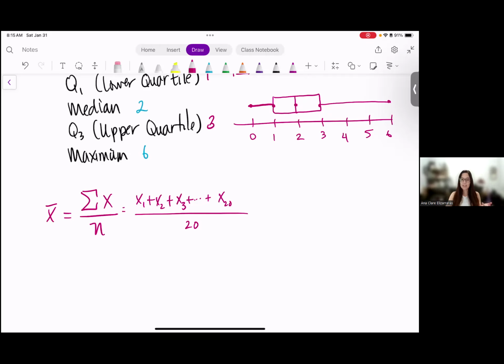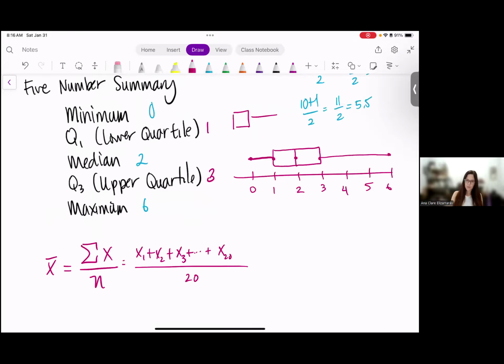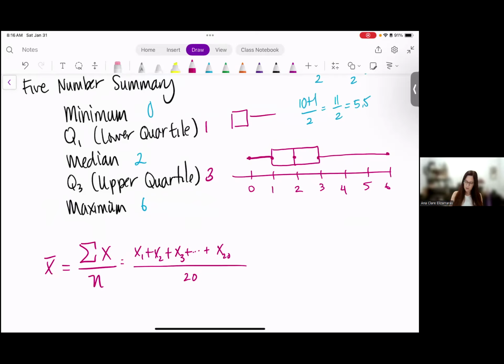So I'm going to take a second to add these numbers up and give you a sum, and then we're going to divide it by 20. Okay, so when I added all of the values together, I got 43, and then I'm going to divide that by 20. So 43 divided by 20 gives me 2.15. That means that the average is 2.15. So on my box plot, my average is probably right about here.